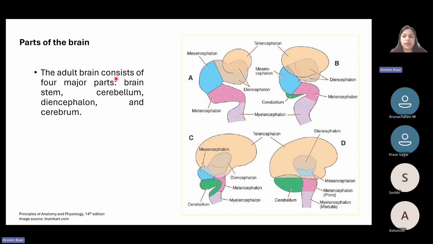Yes. So when we talk about parts of the brain, let us begin at this very broad level, wherein we talk about the components inside the brain itself. The adult brain consists of four major parts: the brain stem, cerebellum, diencephalon, as well as the cerebrum. Over here you can see the brain in different developing stages.